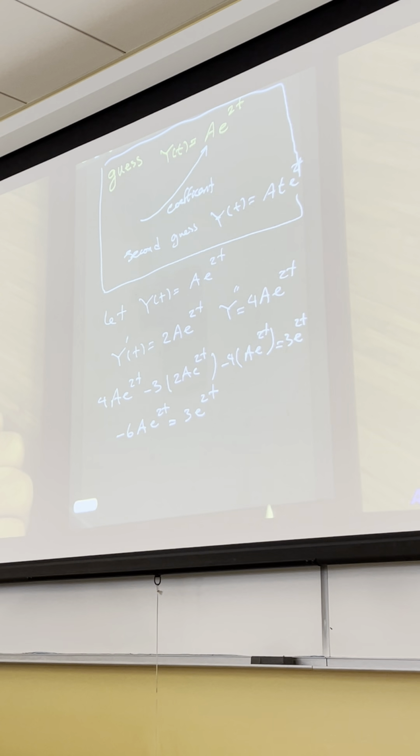Match coefficients, right? So then negative 6a has to be equal to 3. So then a has to be equal to negative half. That means your specific solution, or we call them particular solution sometimes, is negative half e to the power of 2t. So that's called a particular solution.